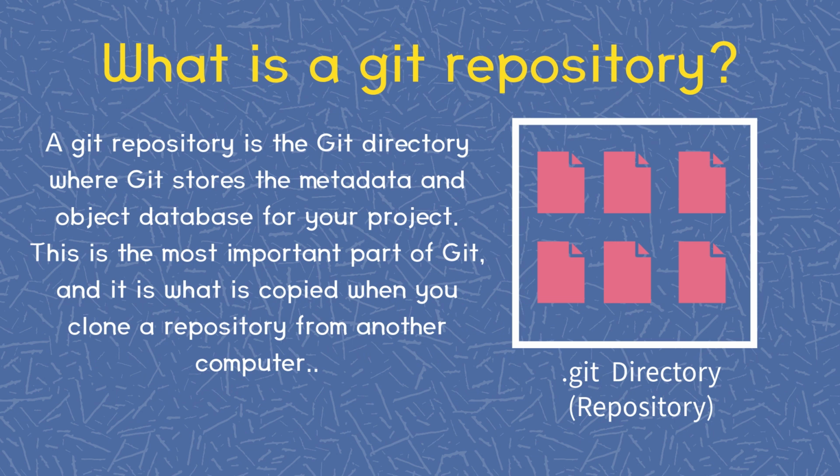A Git repository is the Git directory where Git stores the metadata and object database for your project. This is the most important part of Git, copied when you clone a repository from another computer.